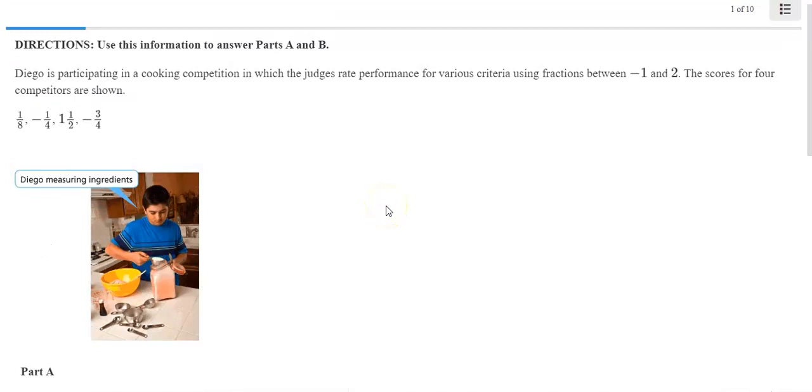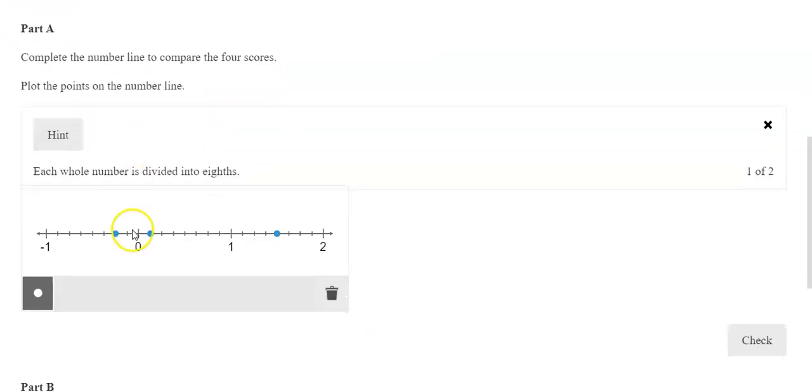And we have -3/4. Again, to change the 4 into an 8, we multiply by 2. So 3 times 2 is 6. -1, -2, -3, 4, 5, 6. There it is. Let's check it.